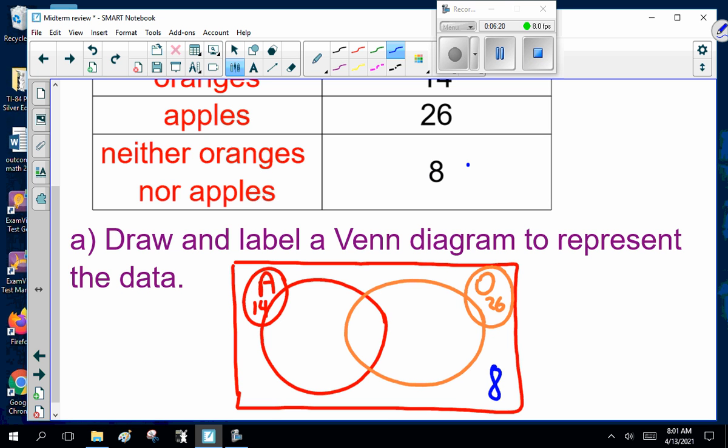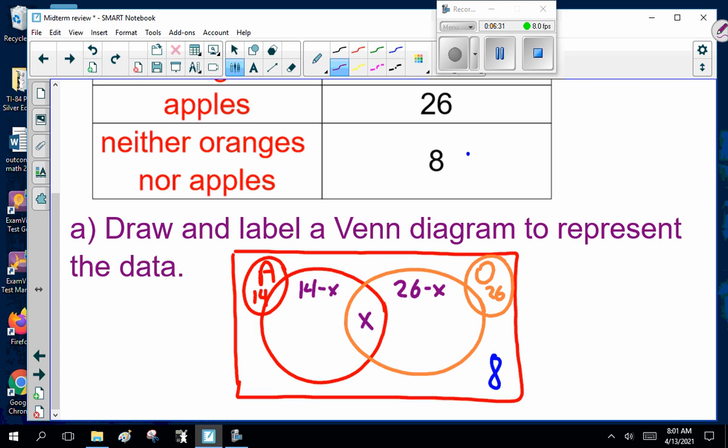here's the problem. The overlap is going to be x. So this is 14 minus x. This is going to be 26 minus x. So how do we do that? Now, 2 ways. Apples only plus oranges only plus both plus neither equals total. I haven't got the space for that, so I'm going to cheat. Apples is 14, oranges is 26, neither is 8 for a total of 48.